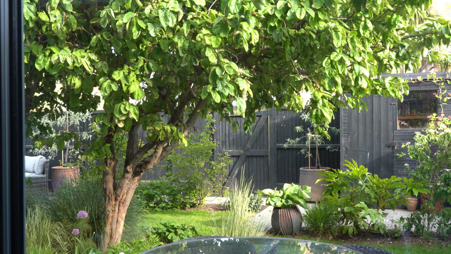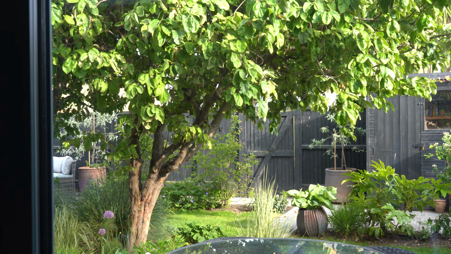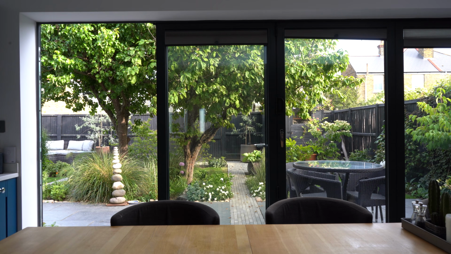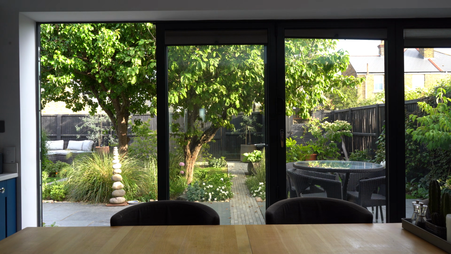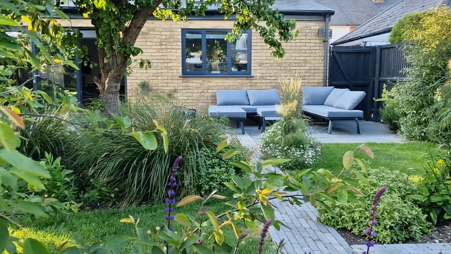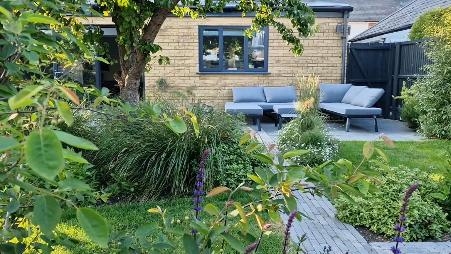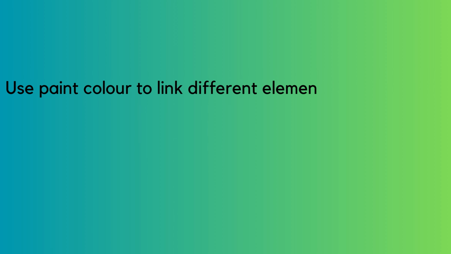We decided to paint the fence, which went all the way around the garden, a dark colour. So we chose anthracite, which was the same colour as the window frames. So it looked almost black, but this had the effect of making the boundaries appear to vanish.